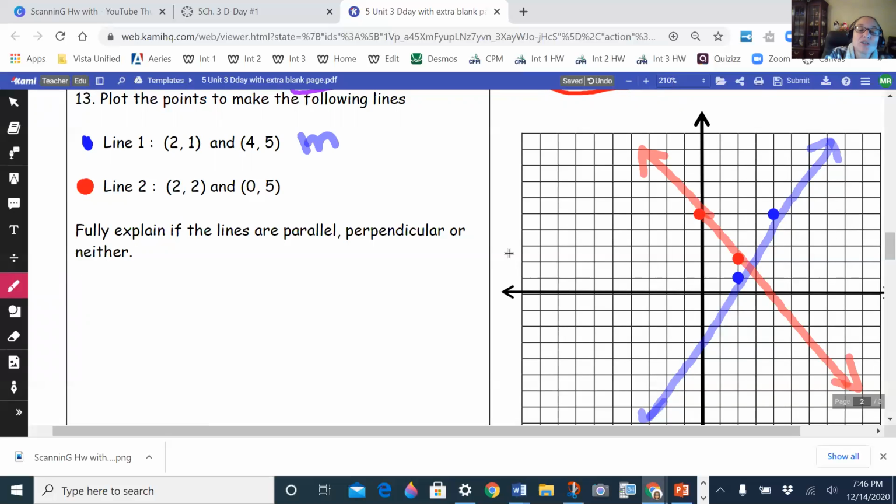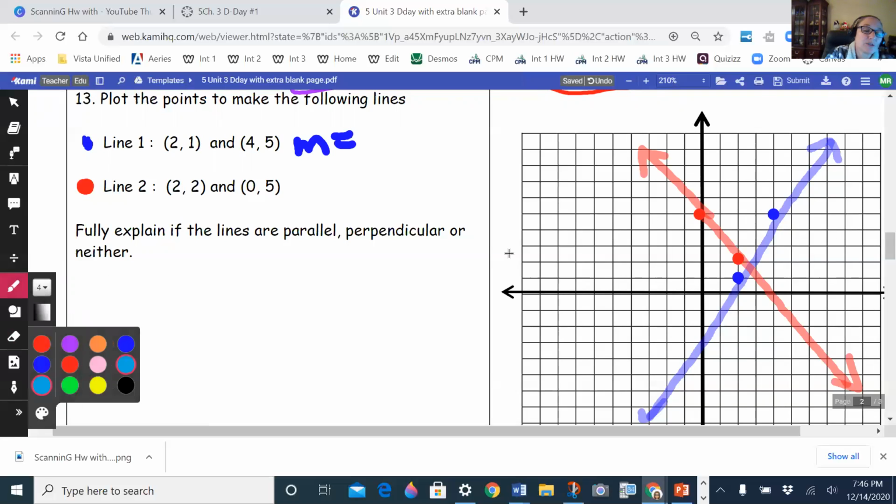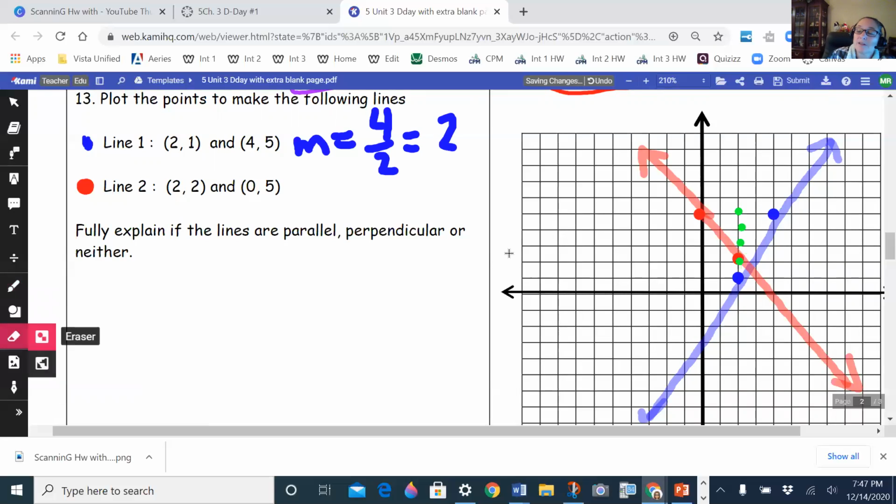So the slope for this problem, make that a little darker. The slope for the first equation, I could work it out using the points, or I can just count. I'm just going to do it in green real quick, and then I'm going to take it off. From this point to this point, I'm going up 1, 2, 3, 4 over 2. So this is going to be 4 over 2, or 2. It is an increasing line.